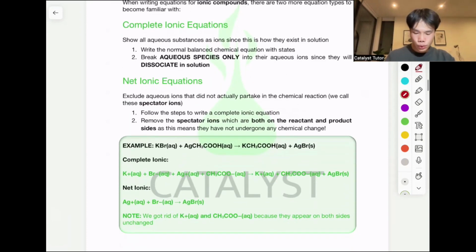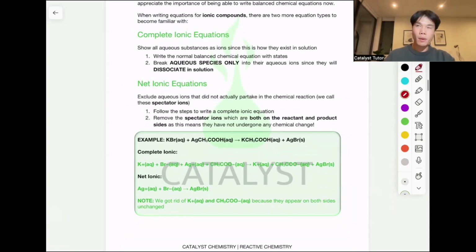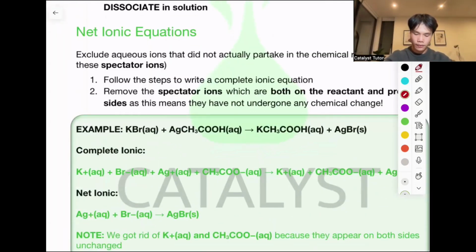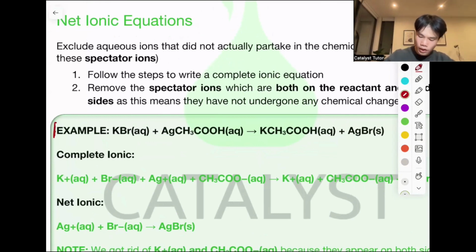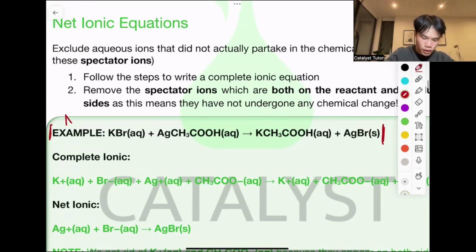But we introduced 2 new styles of equations. Up until now, we've been showing all of the species in terms of an equation like the one in the example, where everything is shown bonded together and you show the states. We call this a neutral species equation. And this is what we've been using up until this point.